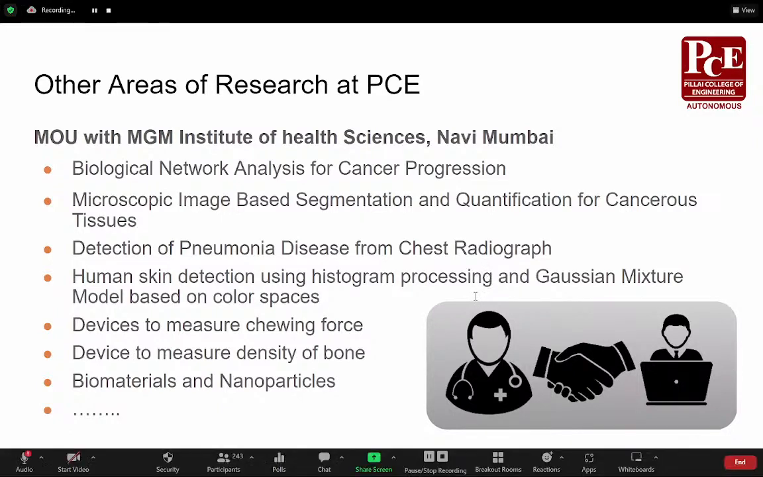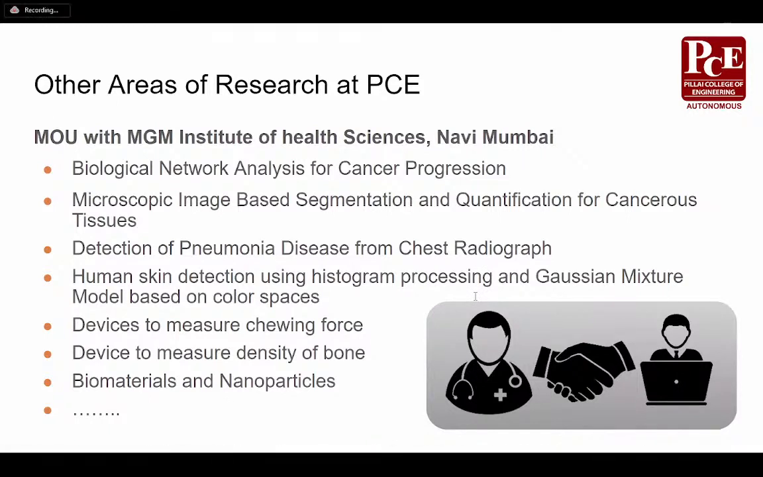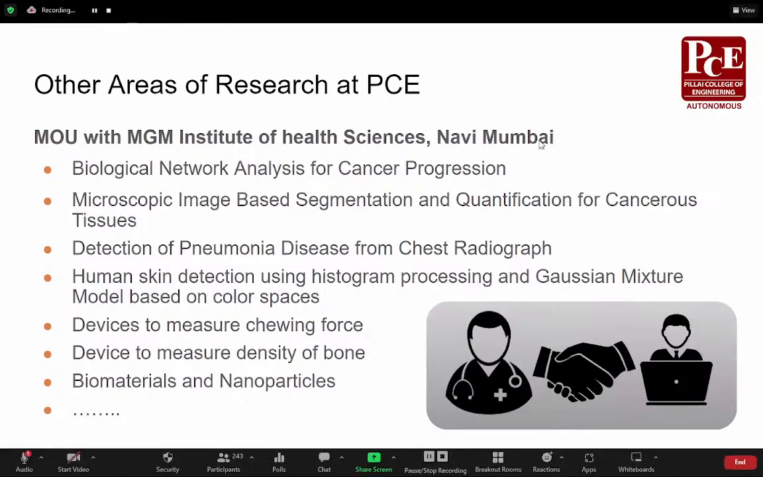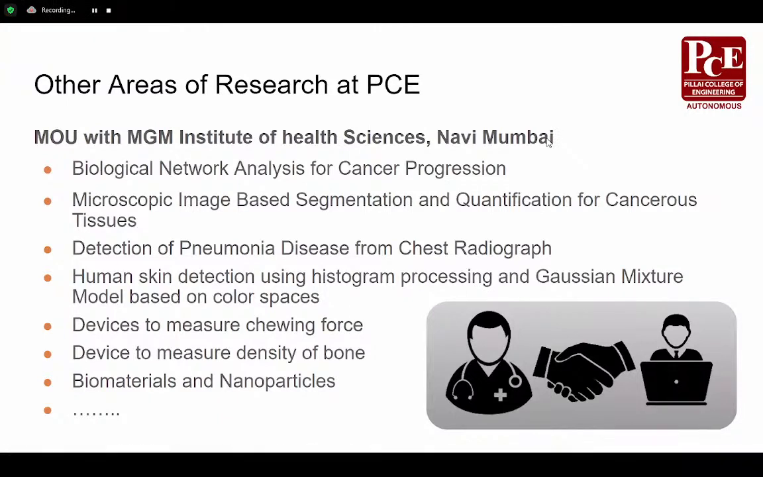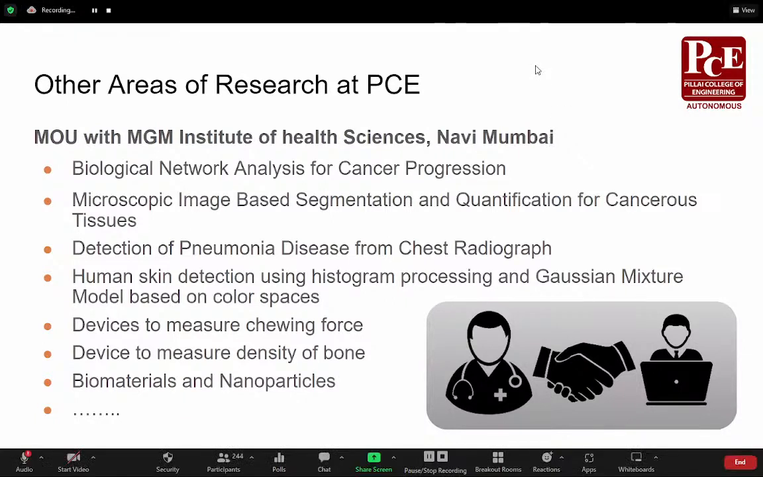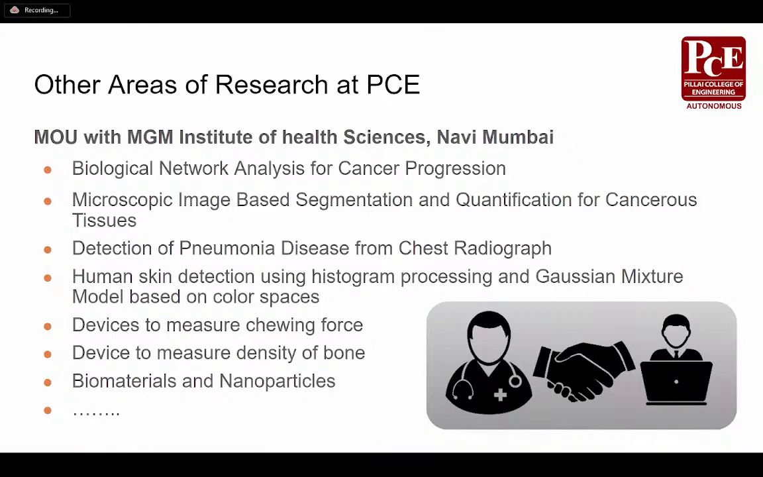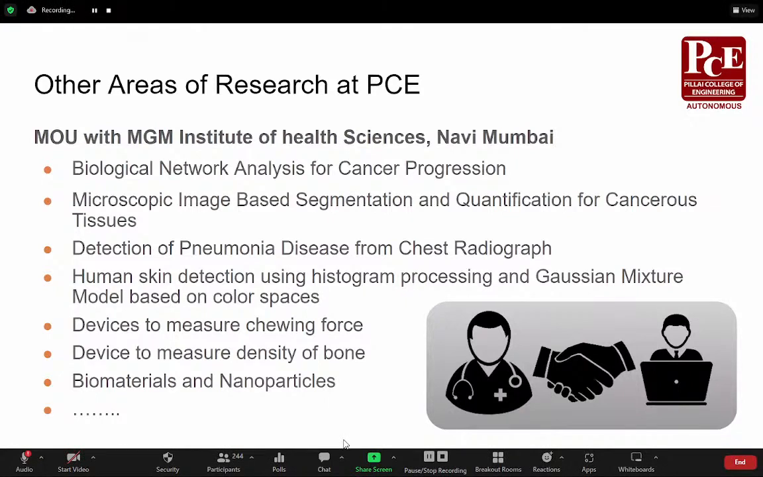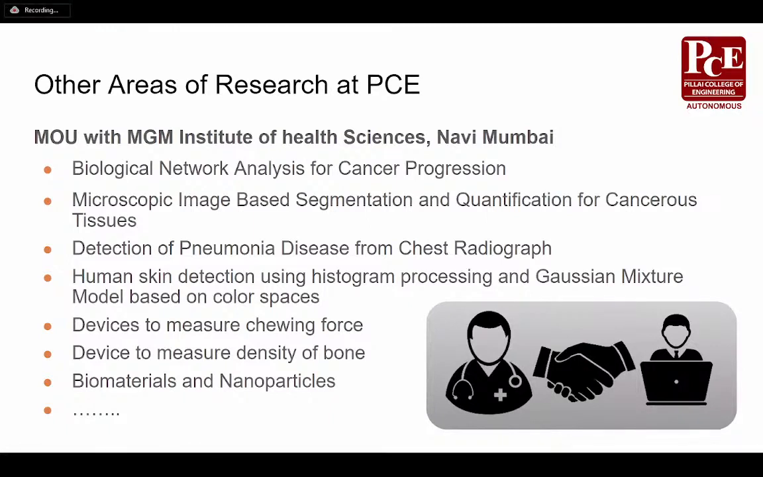So we have projects going on in biological network analysis for cancer propagation. This is done by Verma sir. Microscopic image-based segmentation and quantification of cancerous tissue. Again, it is a comp IT-based project where sir may tell you more whenever you interact. But from the images or the X-rays, you can find out the level of cancer and all that. Detection of pneumonia disease from chest radiograph. Again, image processing. Then human skin detection using histogram processing and Gaussian mixture model based on color spaces. Again, application of comp IT in this field.